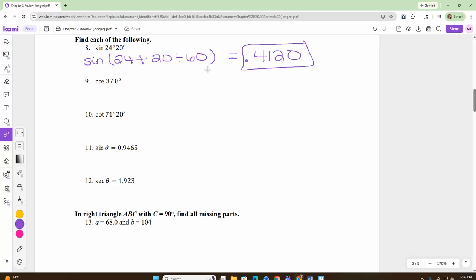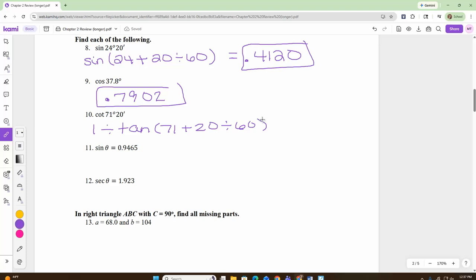Unless I specifically say on a problem to use significant digits on the test, then I just want the standard 3 or 4 decimal places on them. So the cosine of 37.8, you should be able to quickly punch that one in and you get 0.7902. All right, how do we do cotangent? 1 divided by tangent, and then in parentheses 71 plus 20 over 60. So we get 0.3378.